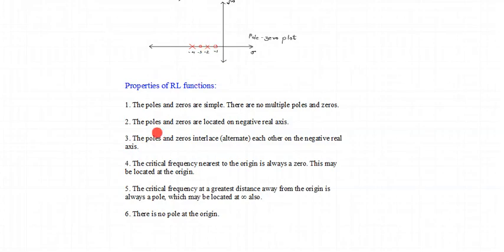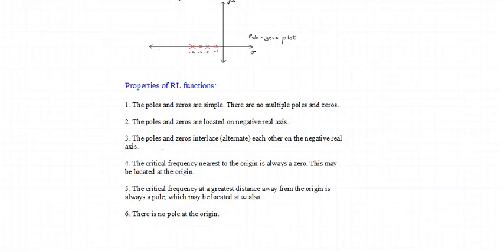All the poles and zeros are located on the negative real axis. You could see here, all the poles and zeros are located on the negative real axis. The poles and zeros interlace each other. It means that a zero is followed by a pole, is followed by a zero, is again followed by a pole. So they are interlacing, they are alternating each other.